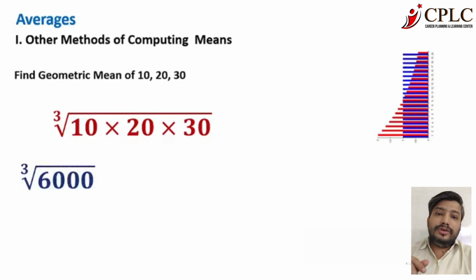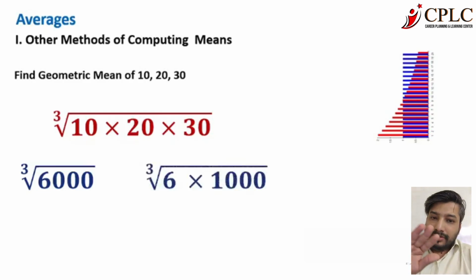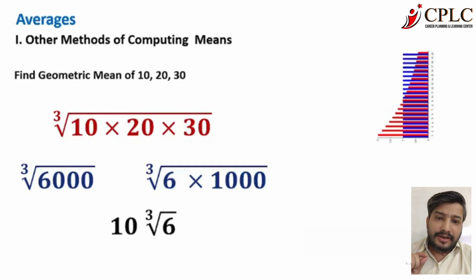Should realize 6000 is not a cube of anything, so we'll have to readjust it as something like this, which is 6 into 1000. The reason is very simple: 1000 is the cube of 10, so if we take the cube root of 1000, 10 comes out, and you will get 10 cube root of 6. Now cube root of 6 you cannot find out unless you have a calculator, but at least this much simplification is expected when you are solving these kinds of questions.